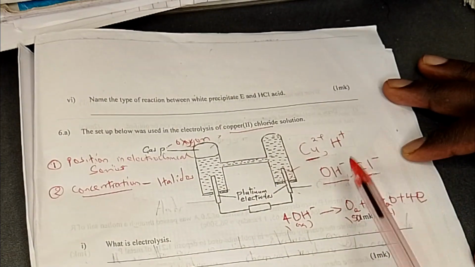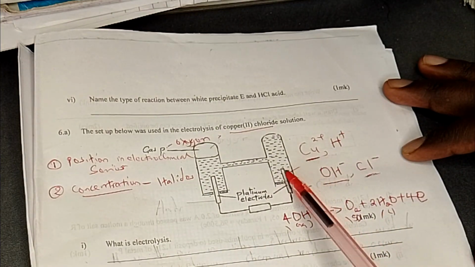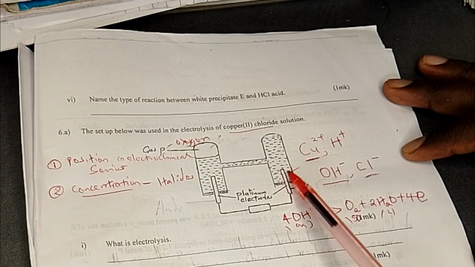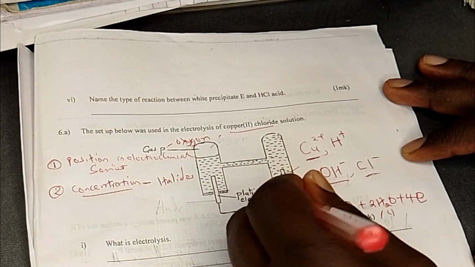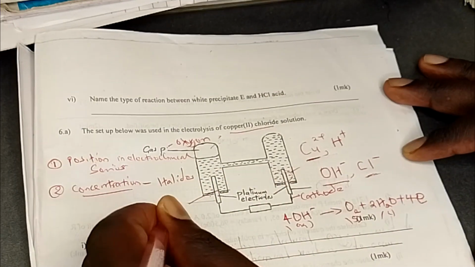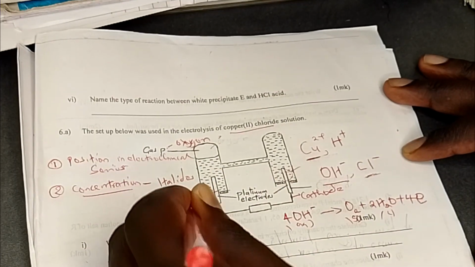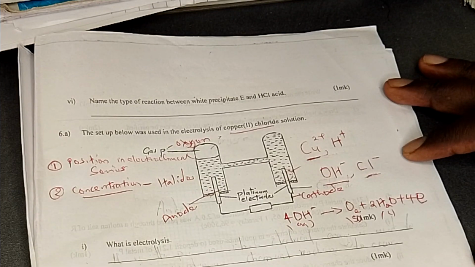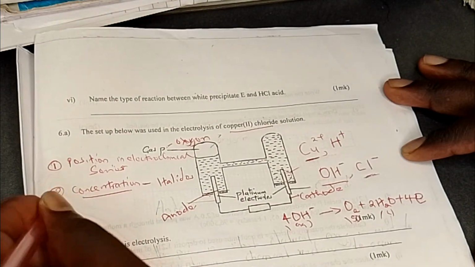So this side, this is where we are going to have copper. So this is the cathode, and also this electrode, this is the anode. That is the anode.